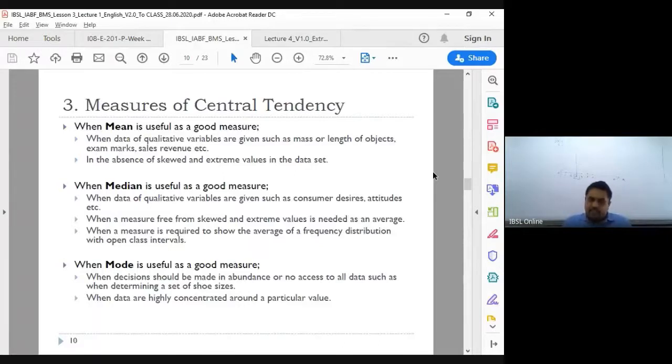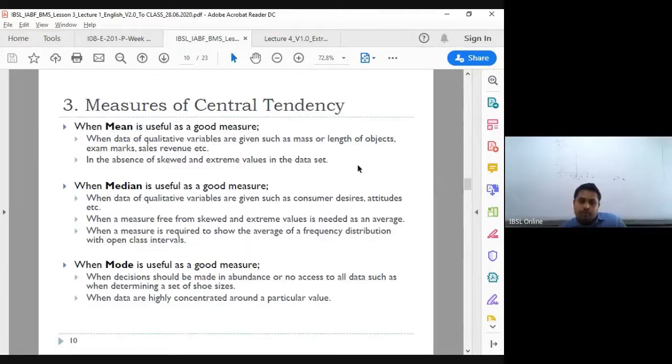Now, this slide is going to give you examples of why each of these measures of central tendency is good, or rather, the most frequently used instance for each of these central tendency indicators. Let's go through one by one.